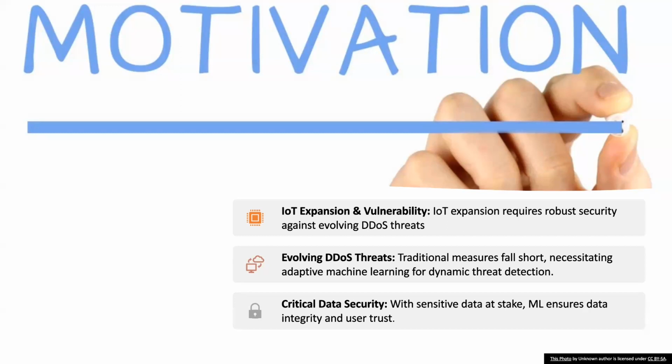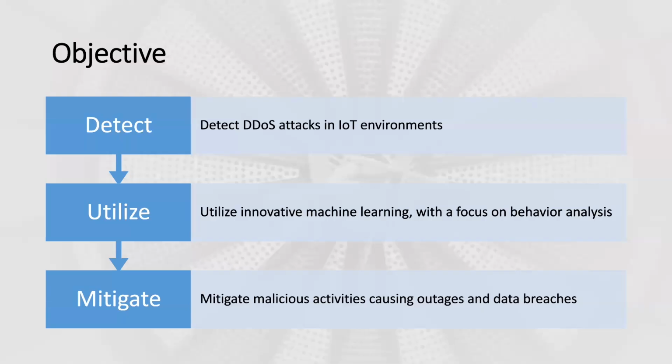What motivated us to choose this project are, number one, IoT expansion and vulnerability, which requires robust security against evolving DDoS threats. Secondly, the traditional measures fall short, requiring adaptive machine learning for dynamic threat detection. Lastly, considering that sensitive data is at stake, machine learning can ensure data integrity and user trust.